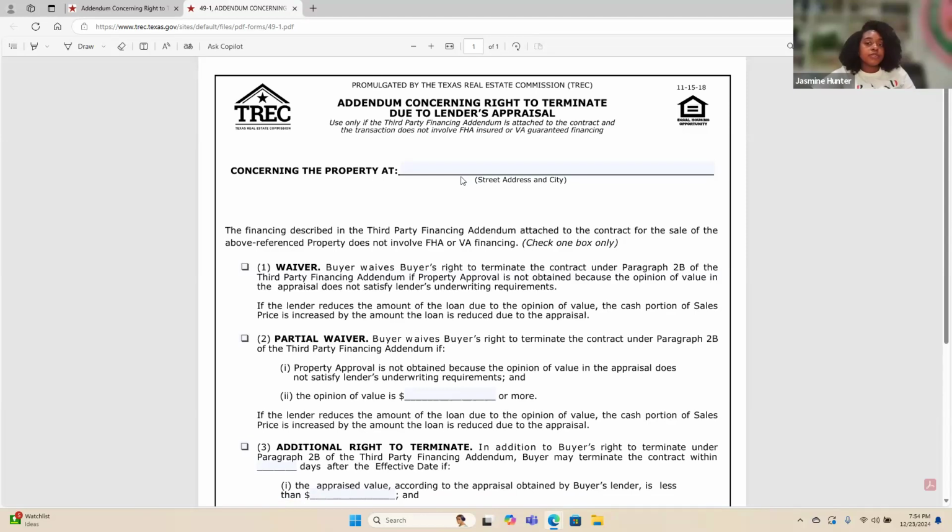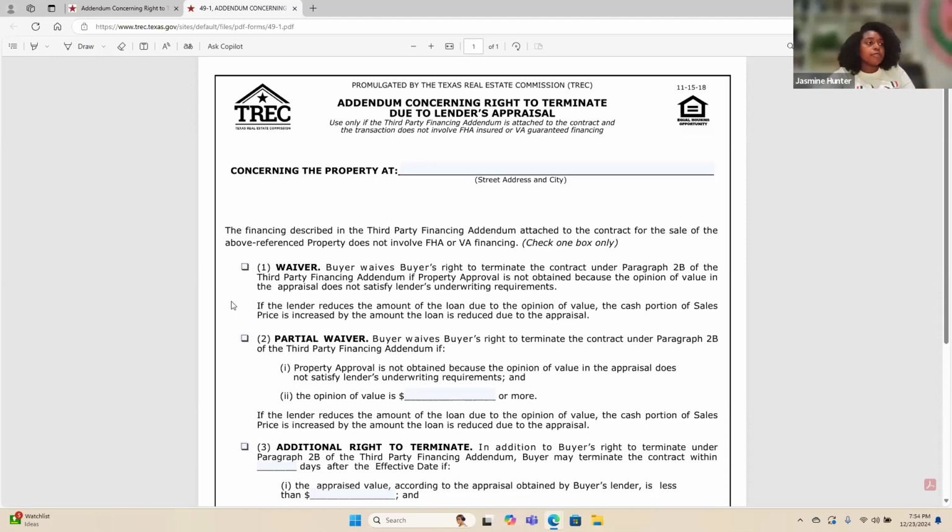You do not use this document if your buyer is using a VA or FHA loan. This is going to be for any other loan, but more than likely conventional. You have three options, and let's just say for this example, the house price we're looking at is 400,000.